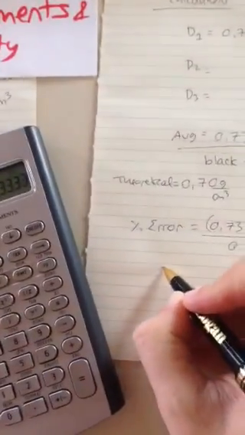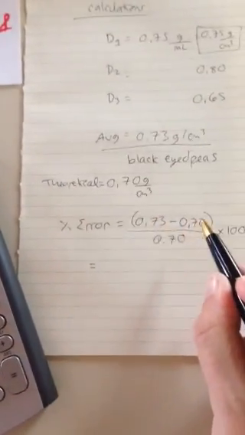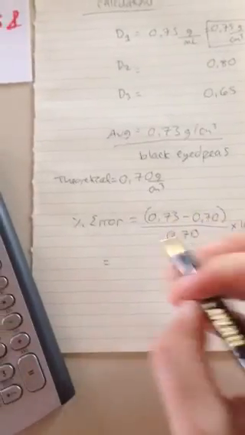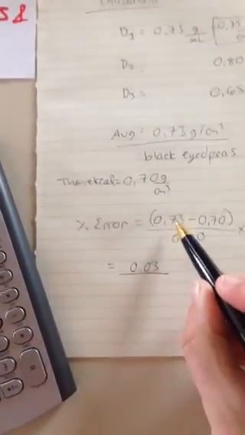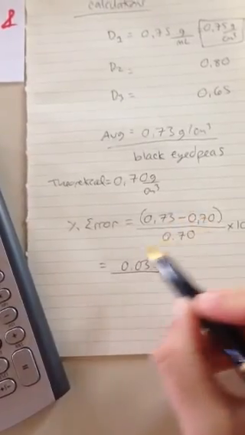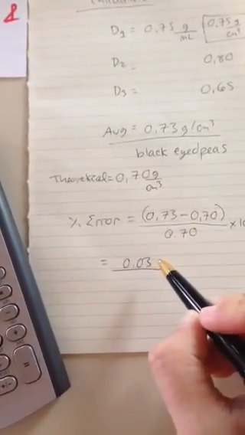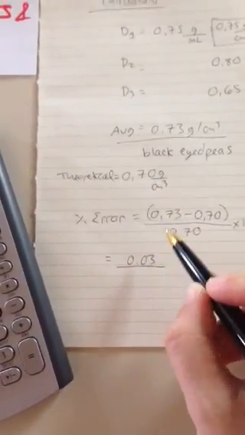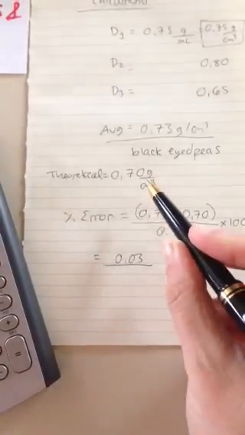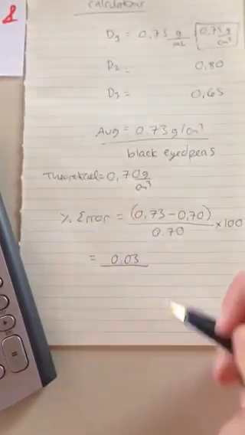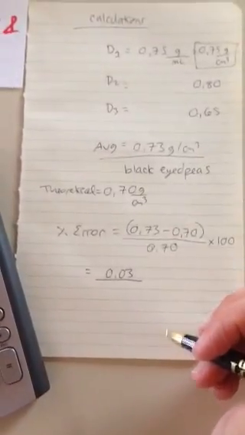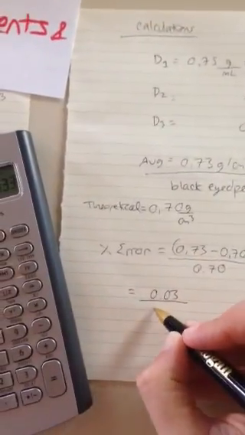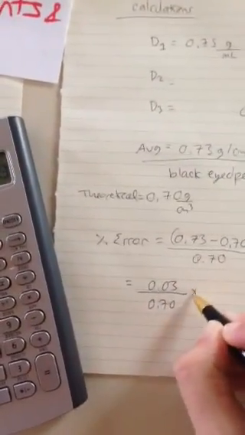So to calculate it, the first thing you have to do is solve within the parentheses first. So we have 0.03 on top. If this number was smaller than this number, you can have a negative sign here. So if your measurement was smaller than the reference value, you'd end up with a negative percent error. That's just fine. All that tells you is that your measurement was smaller than theirs. And then we divide by 0.7 and multiply by 100.